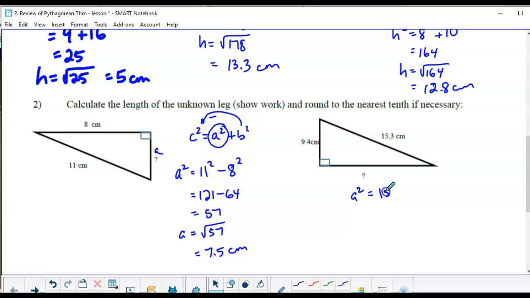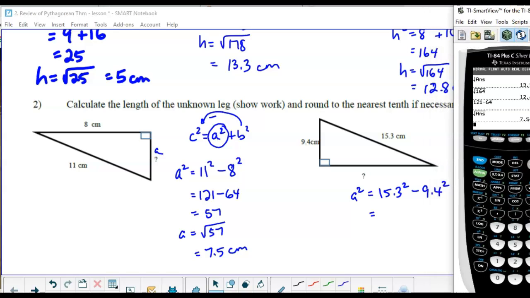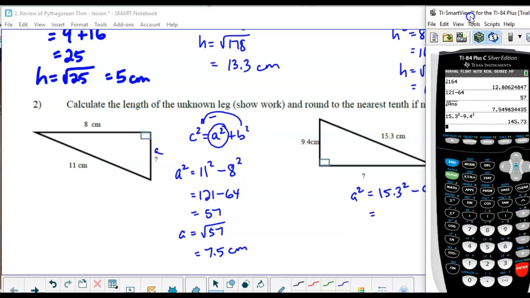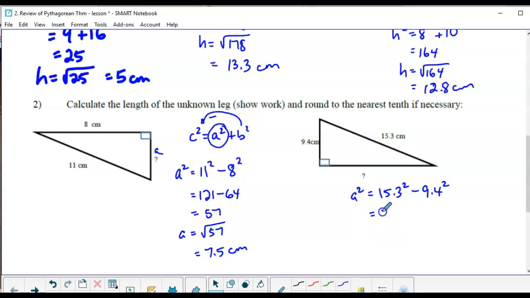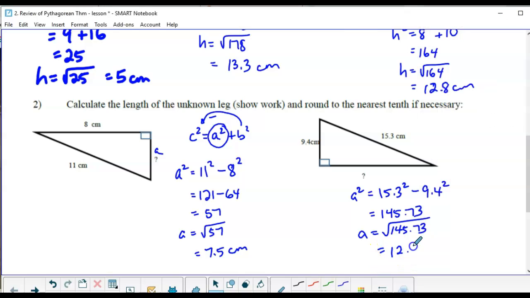Okay, same with the next one. So here a squared equals the hypotenuse squared minus the other leg squared. Okay, so I'm just going to kind of put my calculator off. You may not see the whole thing, but okay, you can see it on my screen. Enter. And so that's 145.73. So A is the root of that. And then the square root is 12.1. And again, got to be smaller than the hypotenuse. All right.